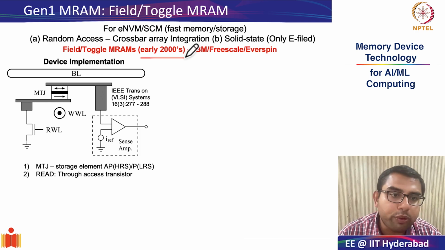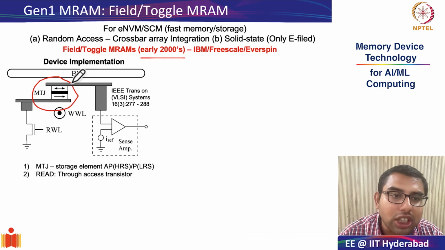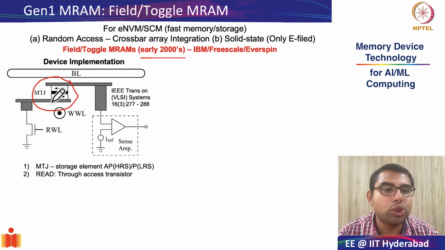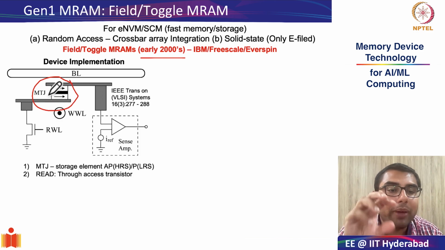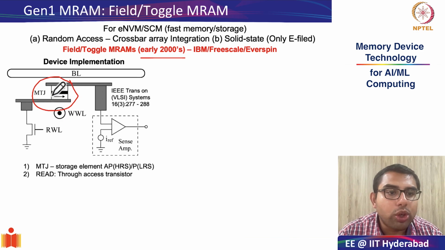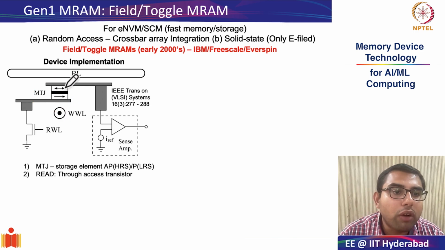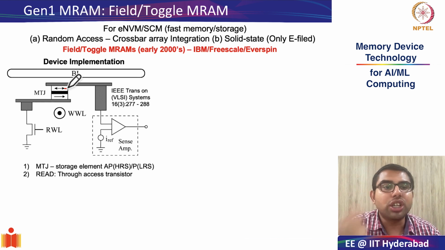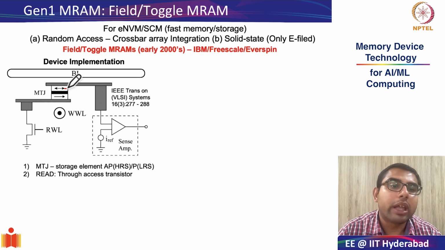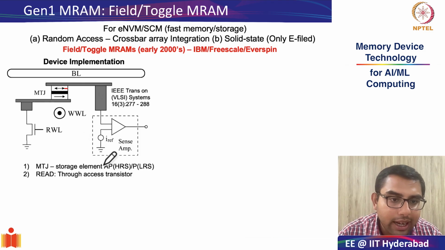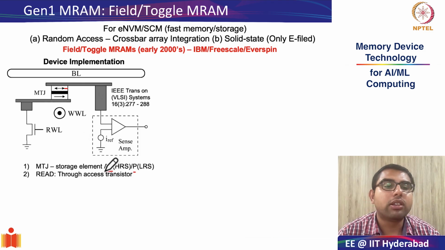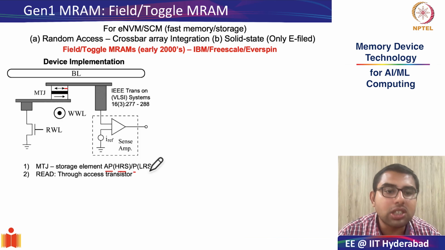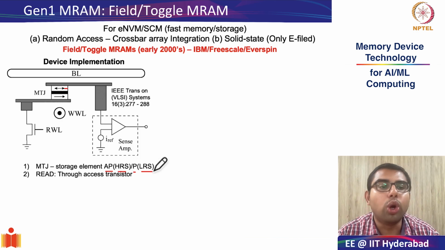At the heart of a field or toggle MRAM is again your magnetic tunnel junction. So a magnetic tunnel junction, as you can see, is your main storage element, where you have the pinned layer where the magnetization is fixed, and you have your free layer where the magnetization can change direction and come to either the anti-parallel state or the parallel state. We have seen several times that the anti-parallel state is high resistance, whereas the parallel state is low resistance.